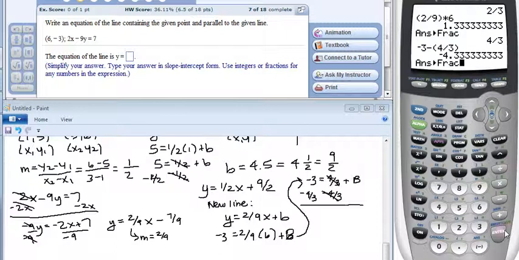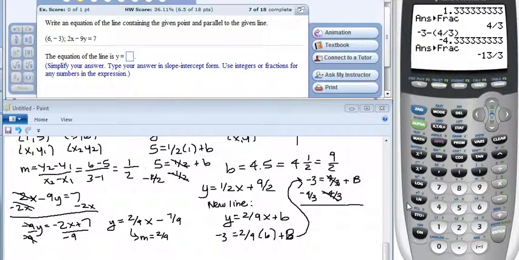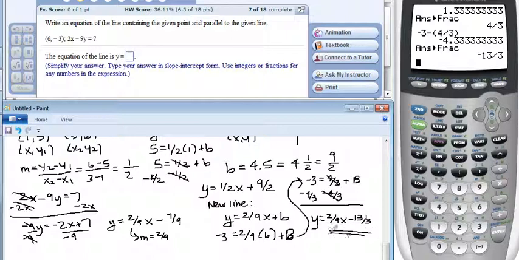And I'll turn that into negative 13/3. Okay, that goes right here. I've got my slope and my y-intercept. That's all I ever need. So my equation is 2/9 x minus 13/3. There's my equation. It's parallel to this because this one had the slope of 2/9, and it's going through a different y-intercept.